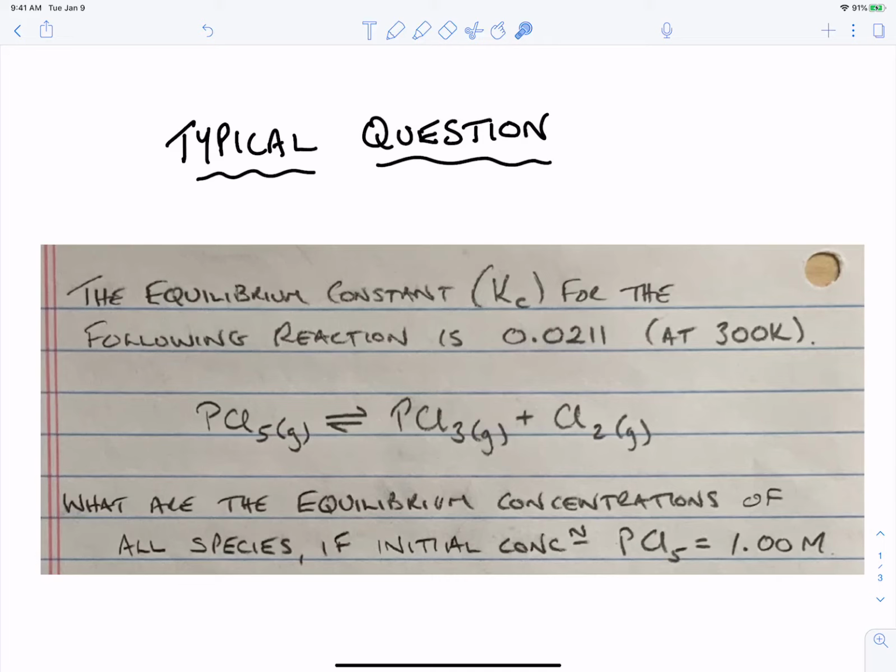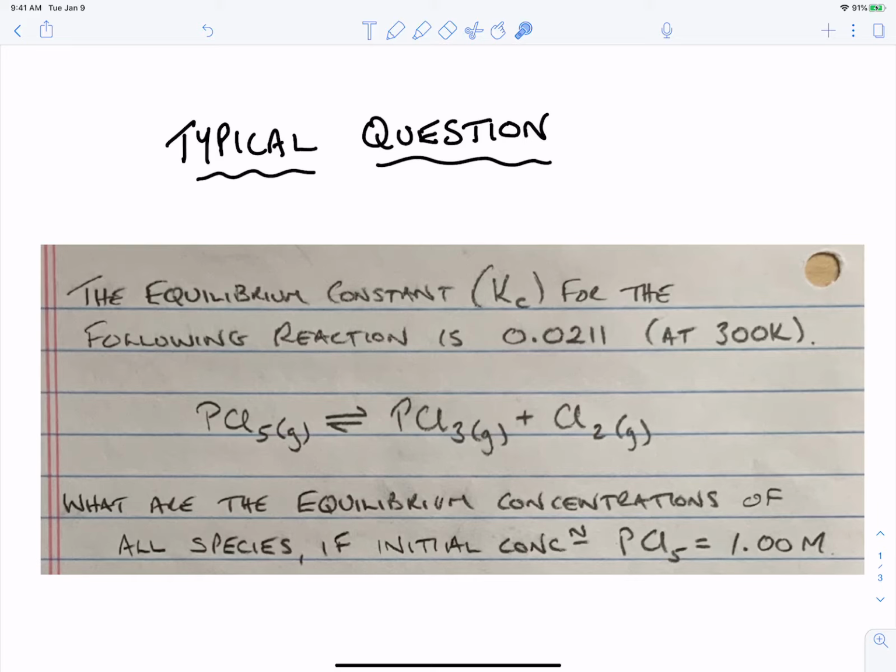So let's look at a typical question. In this particular question, you're told the equilibrium constant Kc for the following reaction is 0.0211 at 300 K. Of course, the temperature is given to us because it's important to know what temperature it is. PCl5 in the gas phase is in equilibrium with PCl3, also in the gas phase, plus chlorine gas. And we see that the equation is balanced.